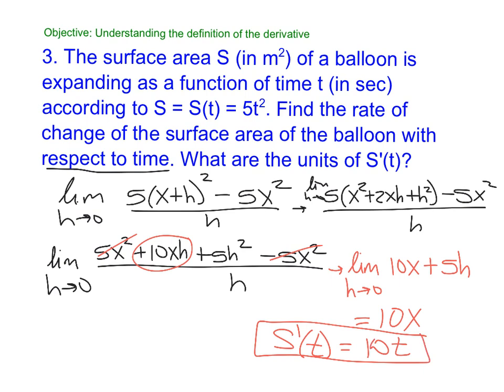And then it says, what are the units? So if the surface area is meters squared, what are the units? It's meters squared per second, right? Meters squared per second.